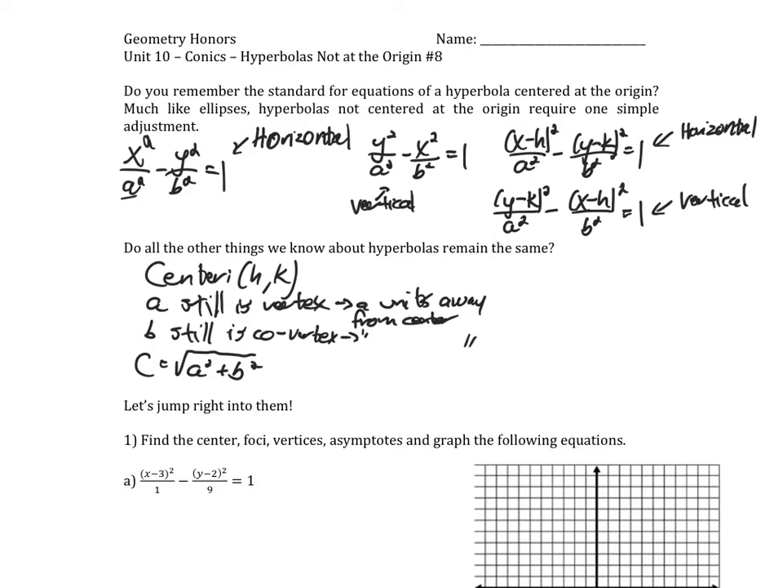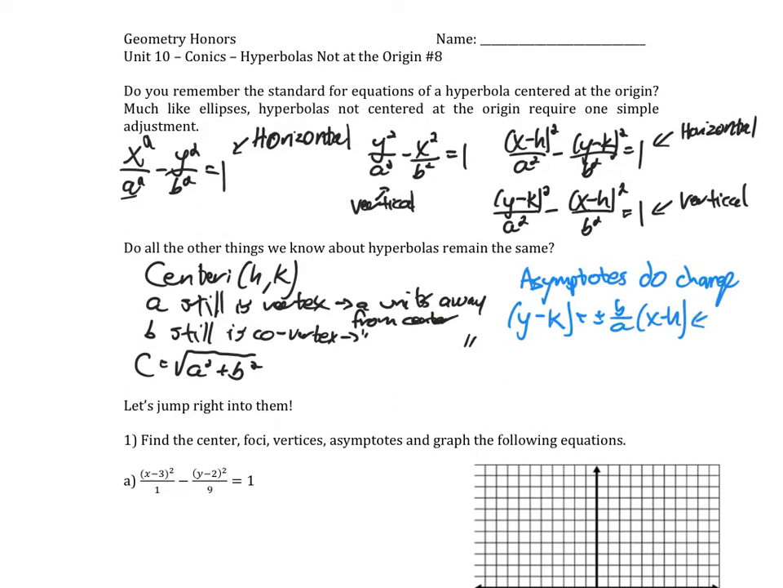The asymptotes do, however, change a little. Let's go with blue. The asymptotes do change. Not by a lot, but they do change a little bit. If you remember, it was y equals plus or minus b over a x if it was horizontal, and y equals plus or minus a over b x if it was vertical. It's going to be a little bit different. Our equation for the slant asymptotes is just going to be y minus k equals plus or minus b over a times x minus h. So this is basically point slope form. That's going to be if it's horizontal.